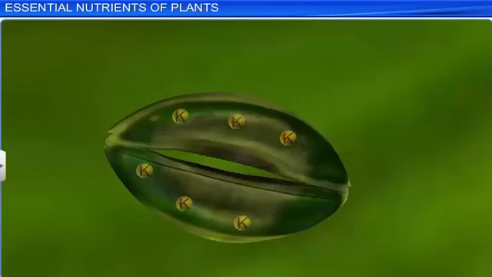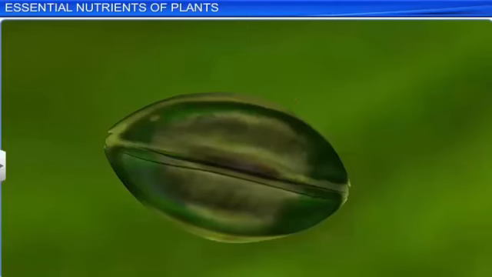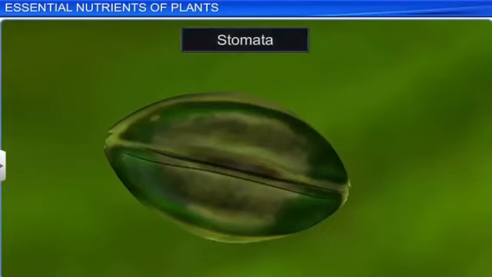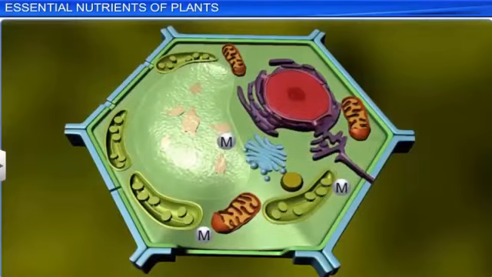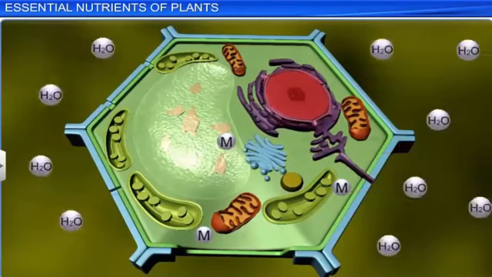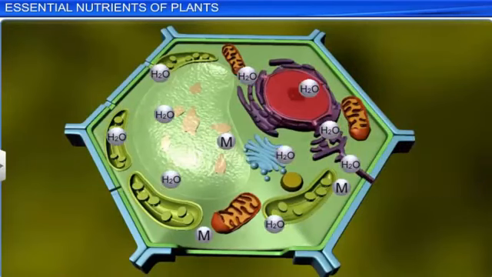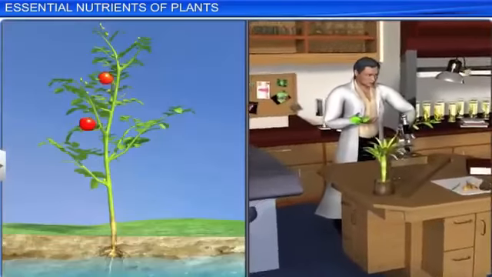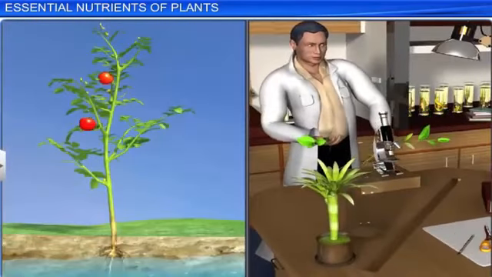Potassium is responsible for the opening and closing of the stomata. Minerals as solutes play an important role in maintaining the water potential of a cell. Even small amounts of minerals in a plant can be detected using modern techniques.